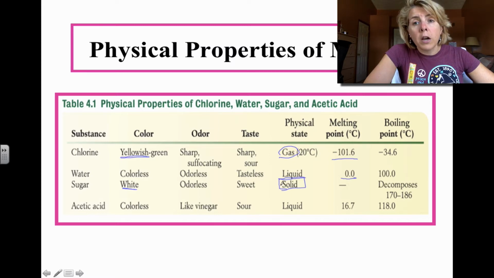Because it has a stronger attraction with itself, it's more orderly. That's why it occupies the solid state. I am not sure why the melting point isn't included here, but notice that it should be higher than 0 Celsius, and we know that for a fact it is higher.